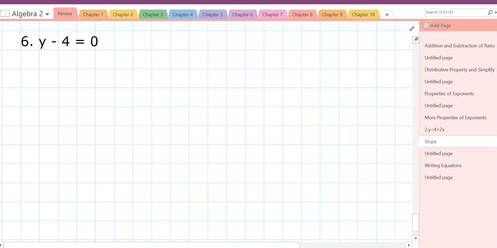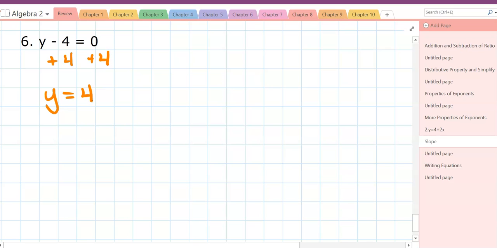This one says y minus 4 equals 0. There's no x. Okay? So there's going to be no slope for this problem because there's no x term. Again, though, I still want to get y by itself. So how would I get rid of that minus 4? What would I do to it to move it to the other side? Yep, you have to add it. So plus 4. So we have y equals 4.